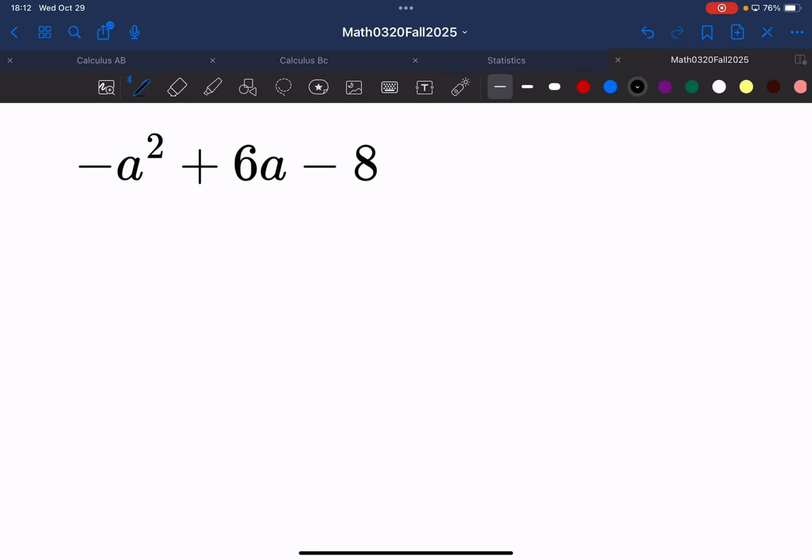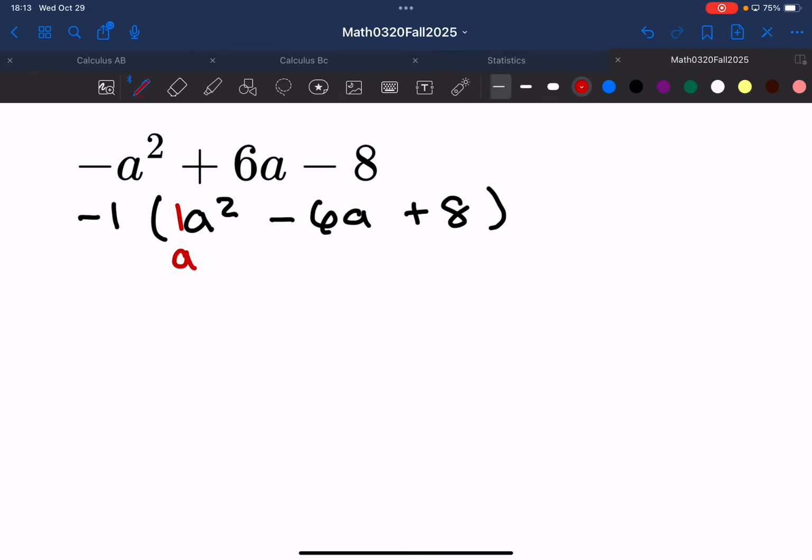Okay, so my GCF is -1. So if I take out a -1 from the whole thing, that means I'm just changing the signs. So now I have a positive A squared, a -6A, and a positive 8. So all the signs just changed. Okay. Now I'm able to identify my A, B, and C and start finding my values that will multiply to 8 and add to what number? -6.